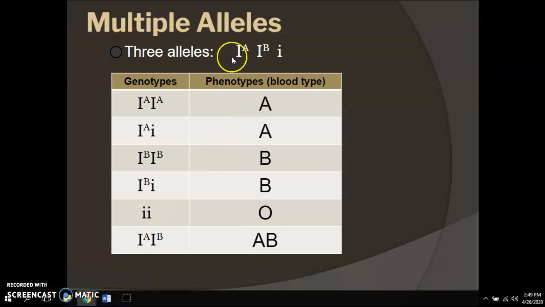So here we see that there are multiple alleles, more than just two, and we can see all the different phenotypes that it results in.